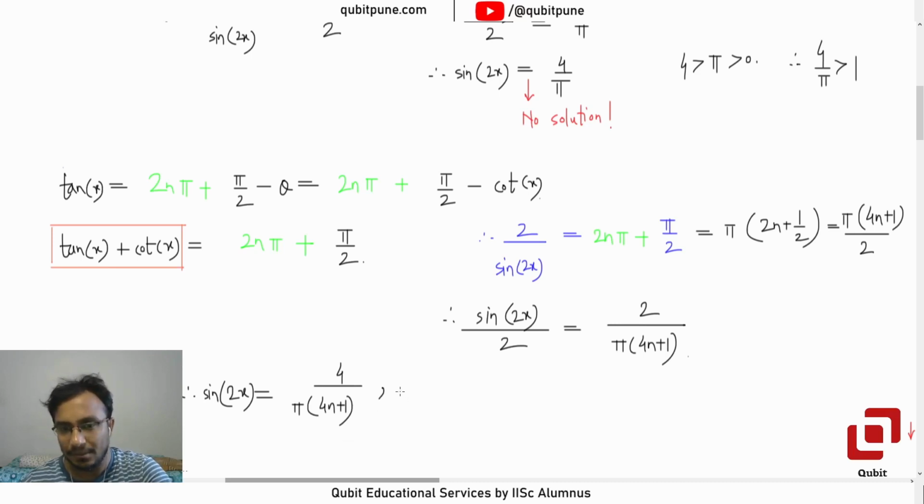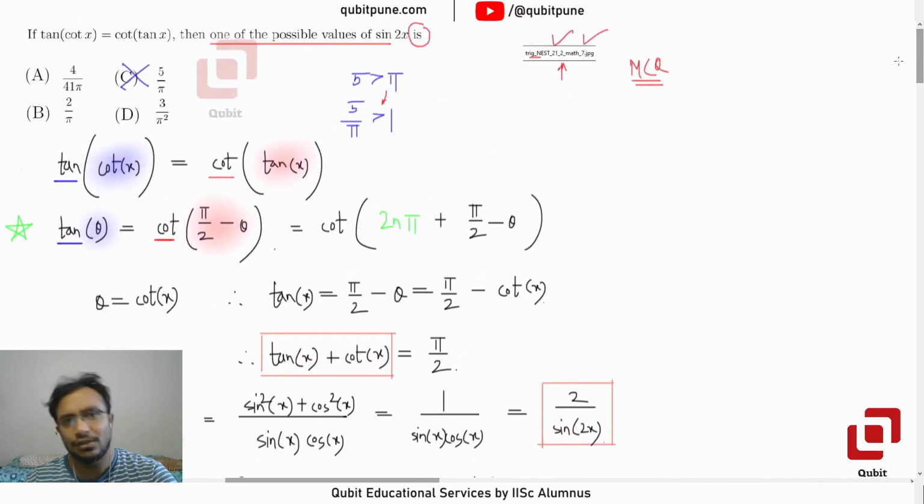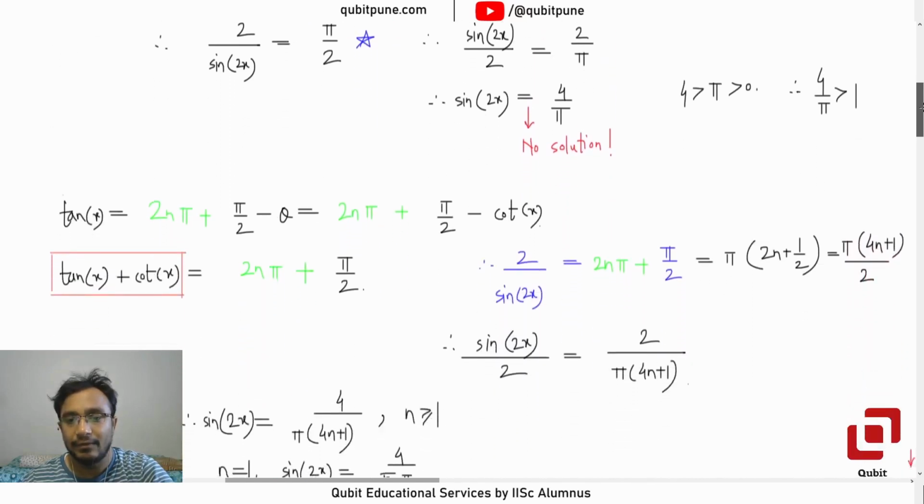Here n can't be 0, so n is greater than or equal to 1, because in that case it will be the old default case, which of course didn't work out because it will then give us 4 by pi if we take n as 0. So suppose we take n as 1, then sine 2x is 4 upon 5 pi. It's not there in the options, but don't worry, we'll focus on 4 upon 41 pi now.